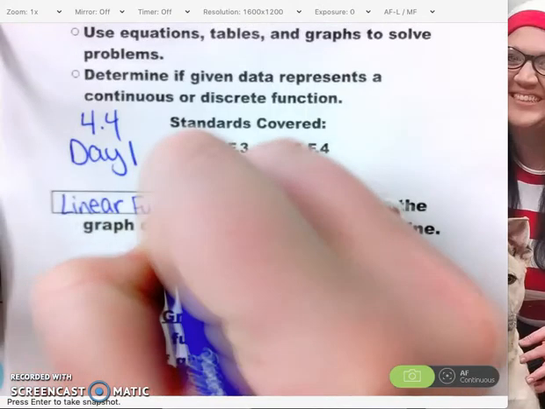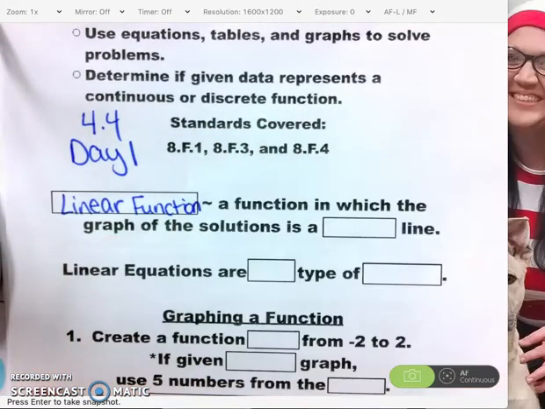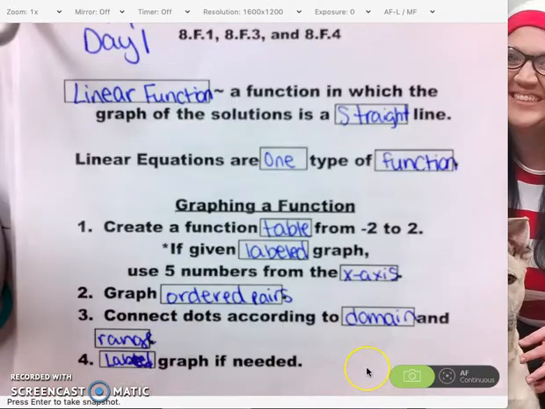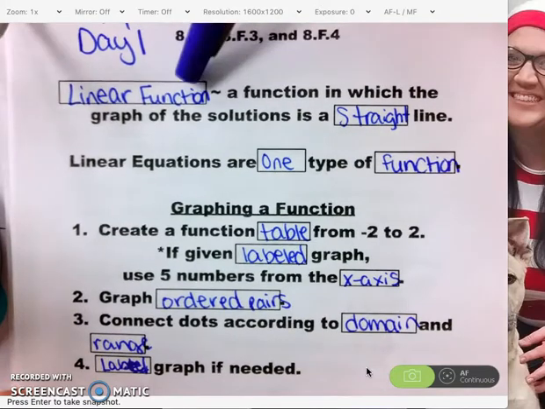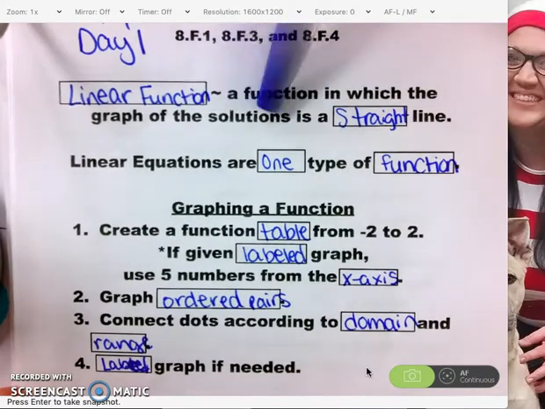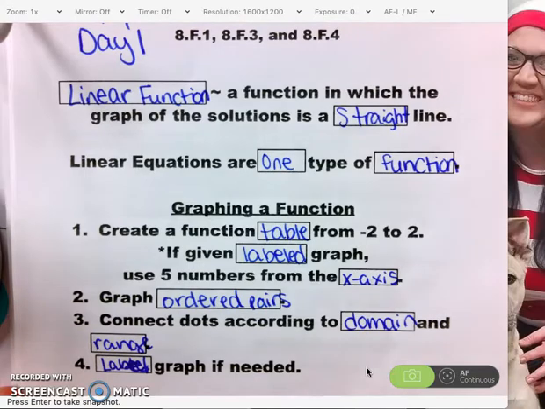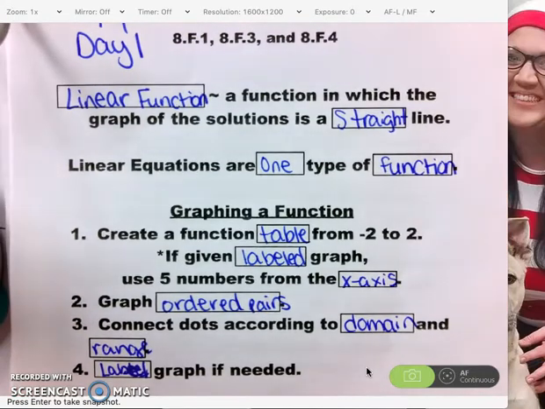Linear functions: a function in which the graph of the solution is a straight line. Linear functions are just one type of function.